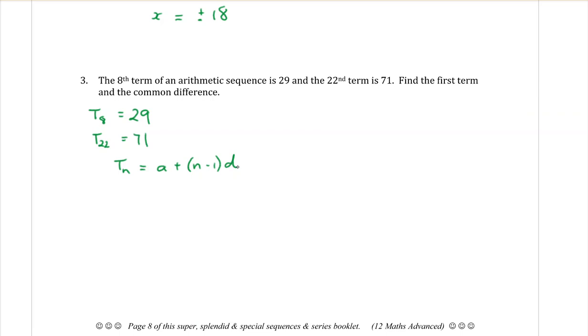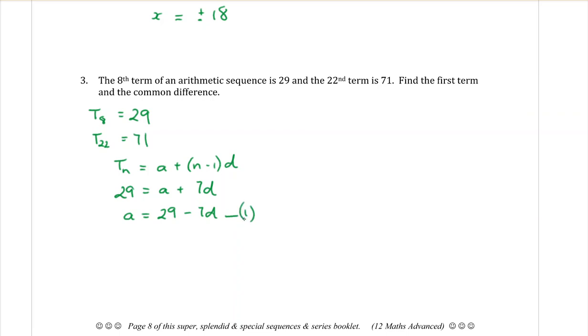Let's start with the T of 8. T of 8 is equal to 29, so I'm going to put the 29 there. I don't know the A. I do know the n. What's n? It's 8, but when I subtract the 1, you get the 7 times d. And there is one equation. I'm not going to call that equation 1, though. What I'm going to do is get the A by itself first. So A equals 29 minus 7d, and I'm going to call that equation 1.